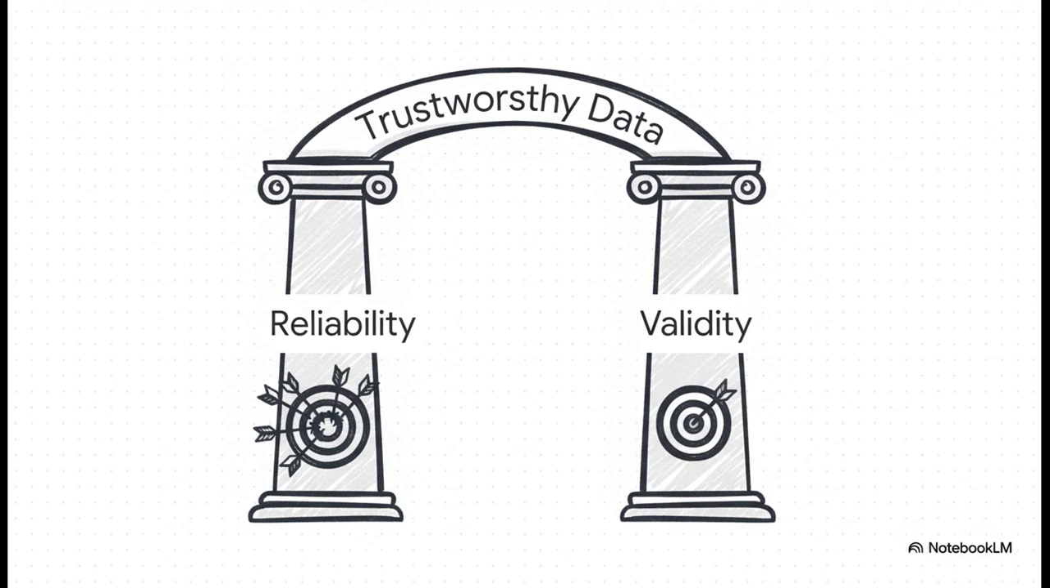If you ask a similar question in a slightly different way, do you get a pretty similar answer? That's reliability. Validity, on the other hand, is about accuracy. Are you actually measuring what you think you're measuring? Are you hitting the bullseye? You need both, because you can be consistently wrong, right?